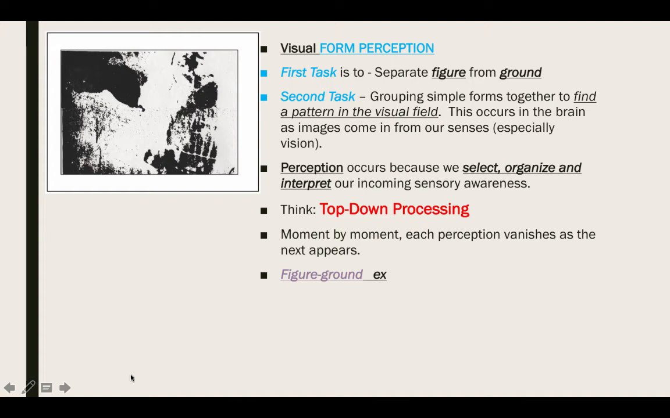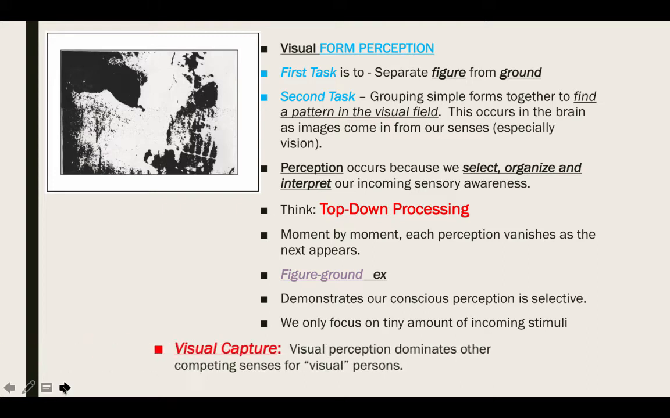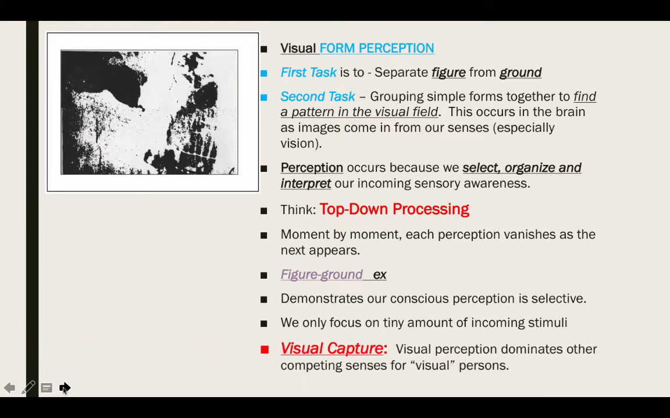Let's get back to our slide projector here. This demonstrates our conscious perception is selective, and the image we just saw with the chess pieces is known as a reversible figure. That means we can see maybe two or even three different images, but we typically only see one at a time because of selective attention. You remember that from our previous unit. It also shows we only focus on a really small amount of information coming in from our eyes or other senses at a time.